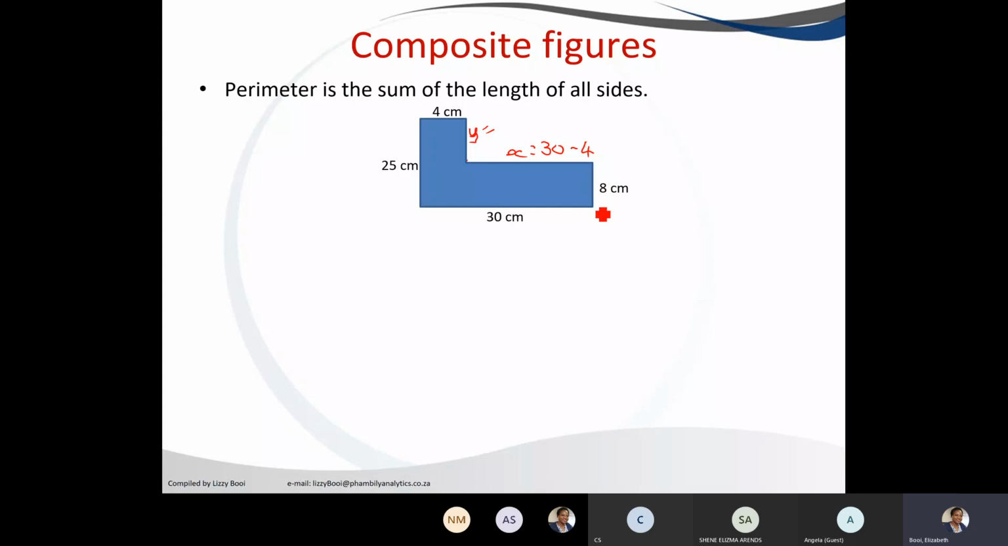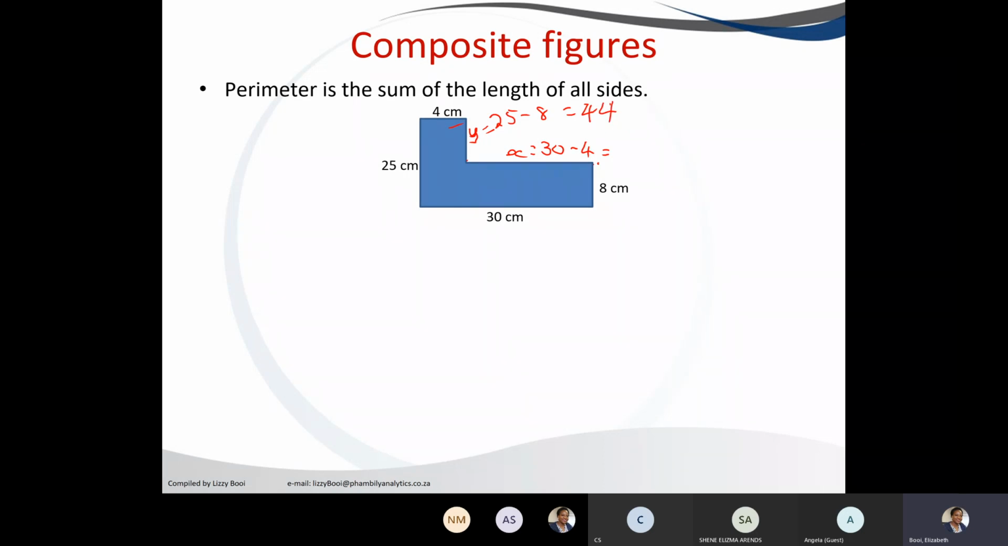And if I look at this side, I have 8 centimeter. If I extend this line, I will reach there, and I combine all this. I need to calculate from here to here, but I know from here to here it's 8 centimeter. So I can also calculate the y, because y will be 25 centimeter minus the 8 centimeter, which will tell me the difference.